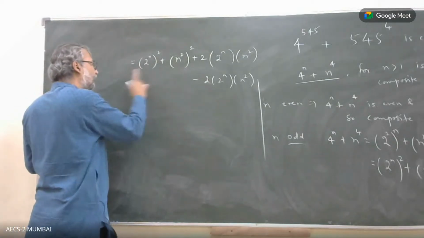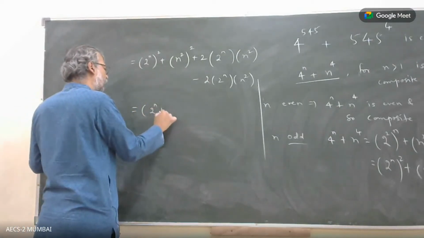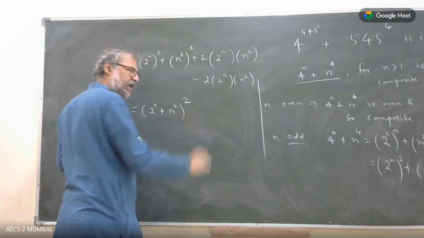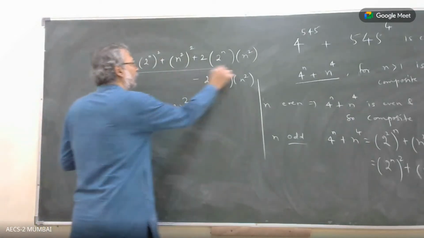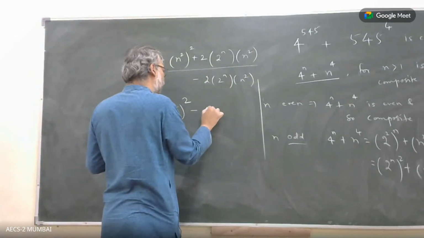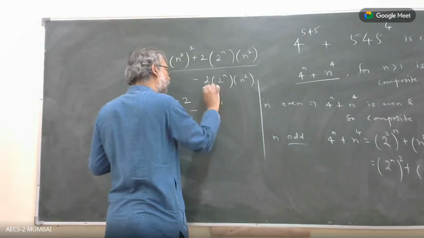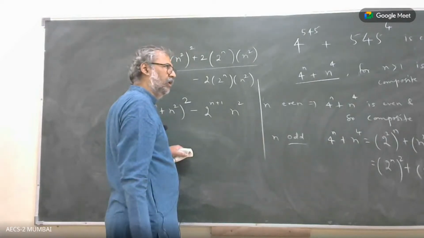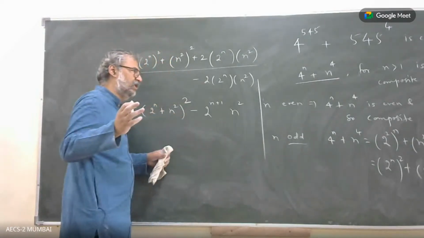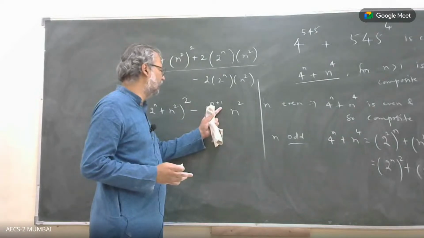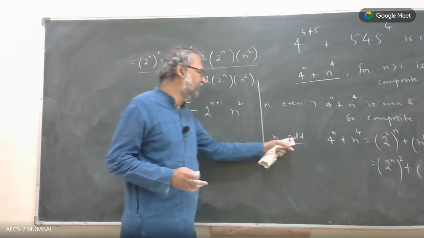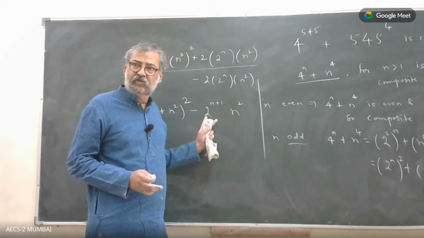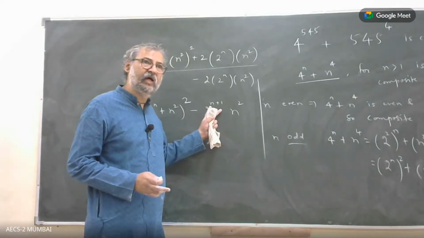So do I get a whole square? 2 raised to n plus n square, the whole squared, minus 2 raised to n plus 1 times n square. But just in the morning you talked about which numbers are squares. So now I know n is odd and n plus 1 is even. So can I say this is a square?